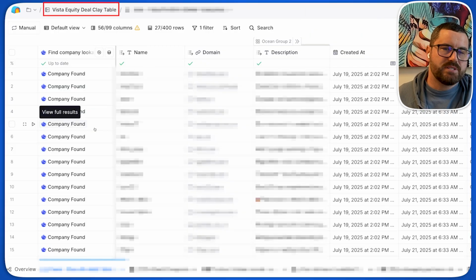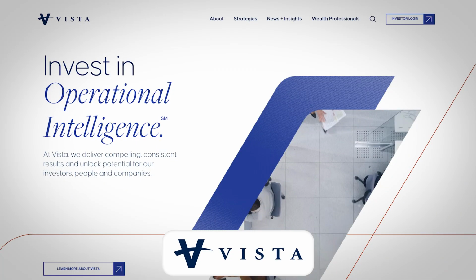So this is a Vista Equity deal Clay table. Just to be fully transparent, Vista Equity did not hire us. We built this purely on publicly available knowledge that they sort of produce on their website and various disclosures. And so this is just a representation of what you can build. And I think it's actually interesting to see how we built this without actually talking to anyone at Vista.